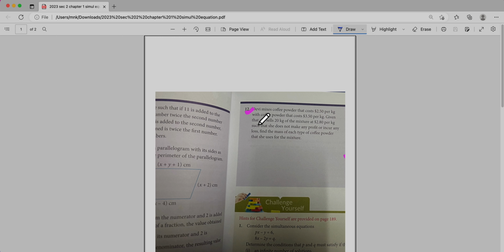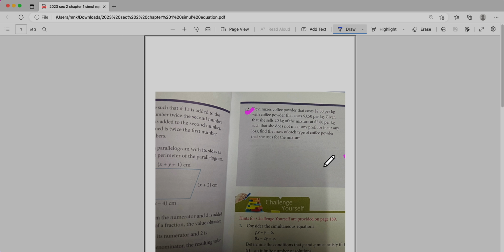So this lady makes coffee powder that costs $2.50 per kg with coffee powder that costs $3.50 per kg. Given that she sells 20 kg of the mixture at $2.80 per kg, such that she does not make any profit or incur any loss, find the mass of each type of coffee powder that she uses for the mixture.